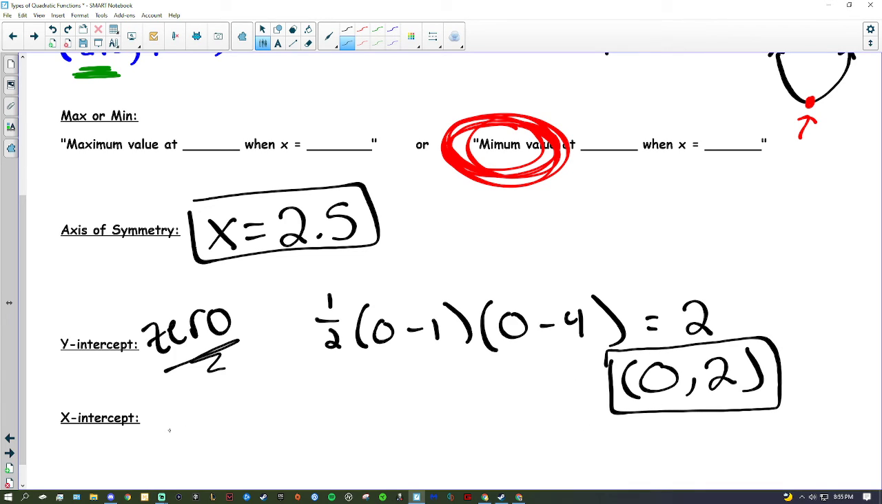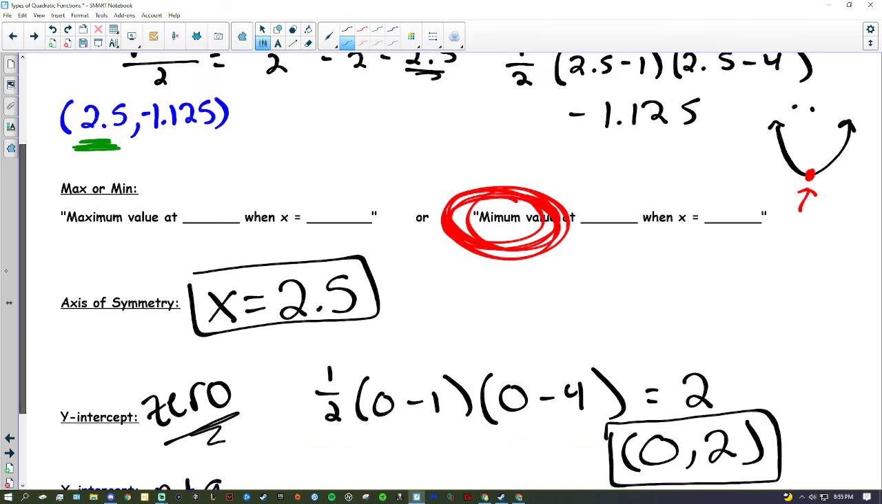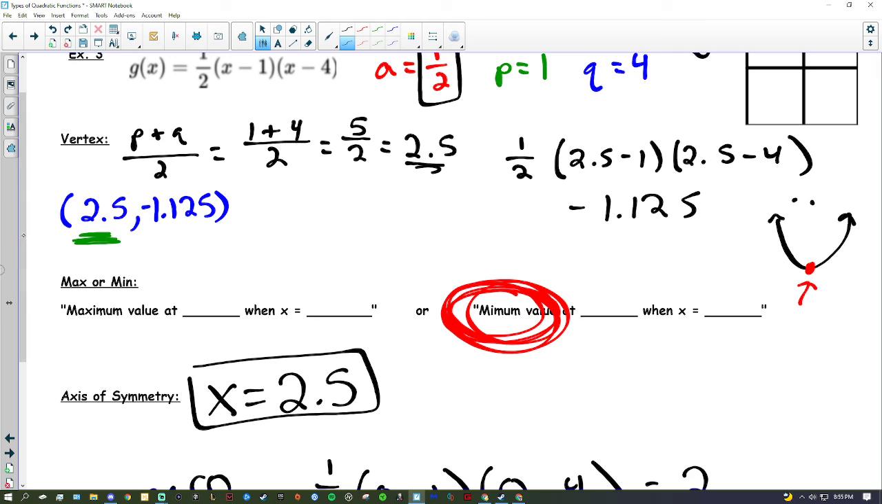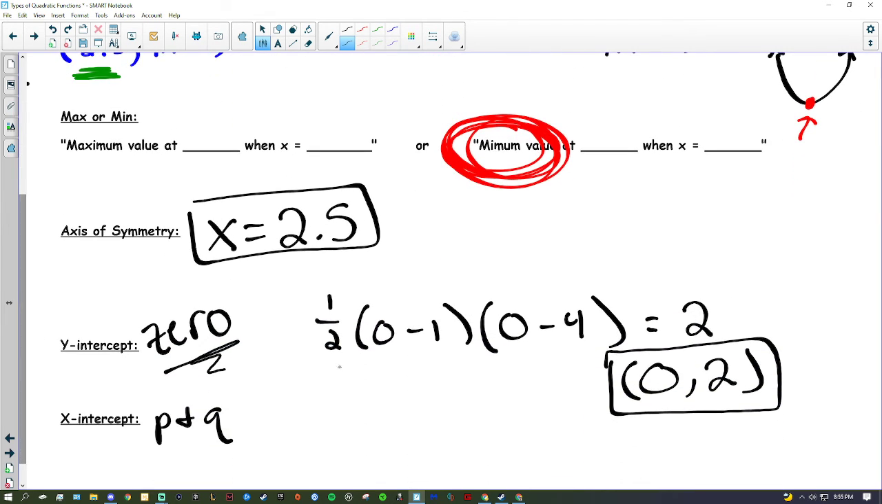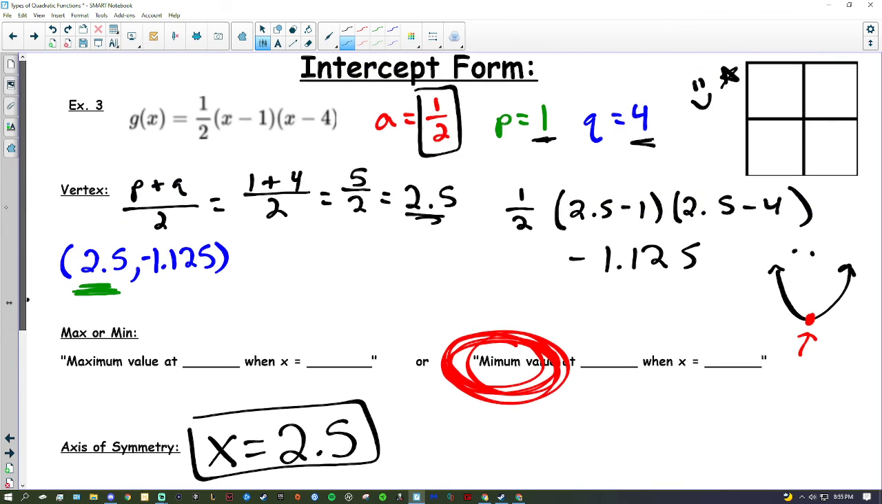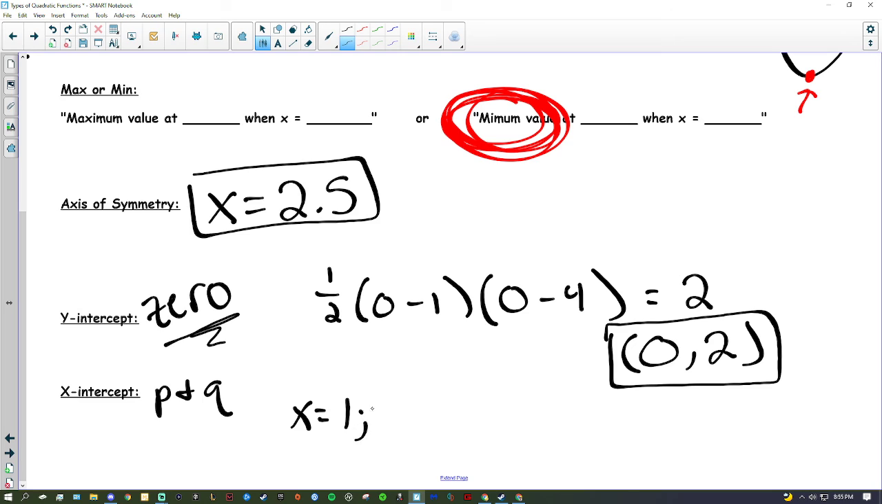Your x-intercepts, you're like, come on, it's just P and Q. That's all you have to remember. Our P was 1 and our Q was 4. See? 1, 4. Those are the intercepts. So we have x equals 1 and 4. Final answer. We made it.